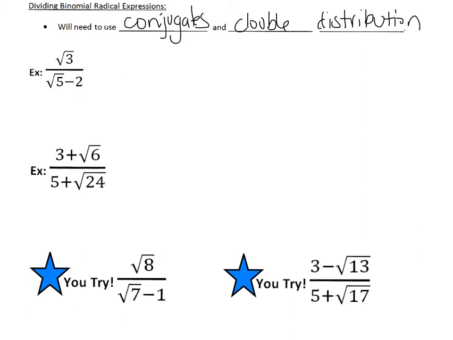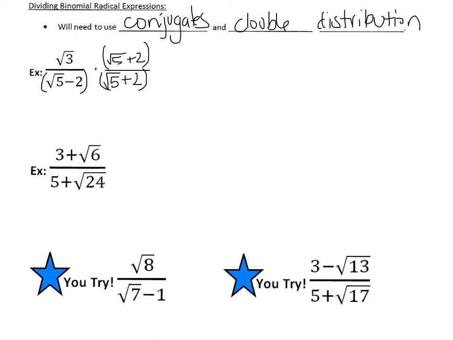and it would not help me by simplifying that way. So instead, when you have a binomial in your denominator, we'll multiply by the conjugate. So if I have the square root of 5 minus 2, the conjugate of that's going to be the square root of 5 plus 2. And since I have to multiply the denominator by that, I'll have to multiply our numerator by that as well. And I'm throwing parentheses around here to remind me that I'm going to double distribute.